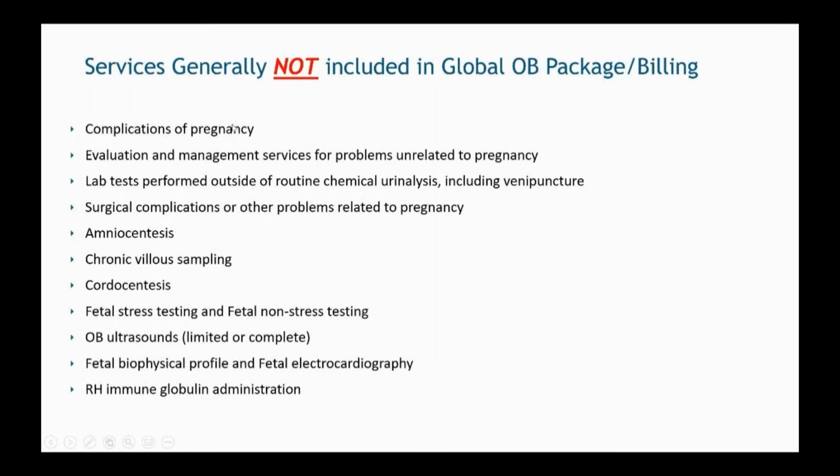Complications of pregnancy, evaluation and management services for problems unrelated to pregnancy. Again, this is where you bill the E&M codes for complications unrelated to the pregnancy. Lab tests performed outside of routine chemical urine analyses, surgical complications and other problems related to the pregnancy. We talked about all this before. Okay.